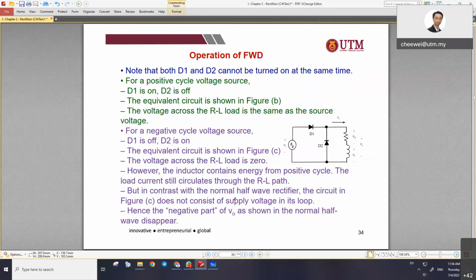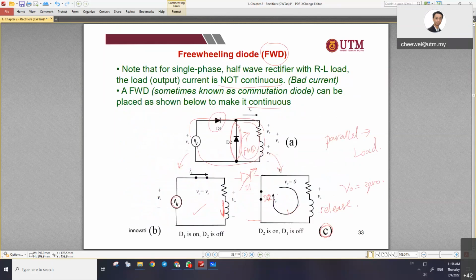Here you see that the explanation is given. You can read it. In contrast, if we compare to the normal half wave rectifier, the circuit in C does not consist of any supply in the loop. That's why the negative part of the V out shown in the normal waveform will disappear. In this case, because the supply is being disconnected, V out equals 0, and it provides the alternative path that makes the current continuous.